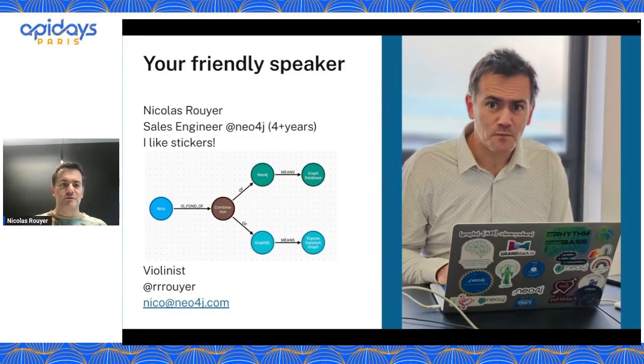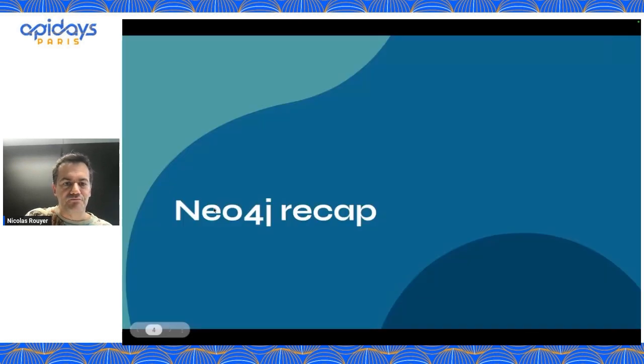Let me introduce myself. I am Nicolas Rouyer, a sales engineer at Neo4j. It's been 4 years. I like stickers, as you can see on my laptop. I'm also a violinist, and you can reach out to me at nico@neo4j.com. Everything is a graph for me. So, for example, I'm fond of the combination of Neo4j, which is a graph database, and GraphQL, which is an API framework to expose data as a graph. And so everything is a graph, even the logic of presenting Neo4j and GraphQL together.